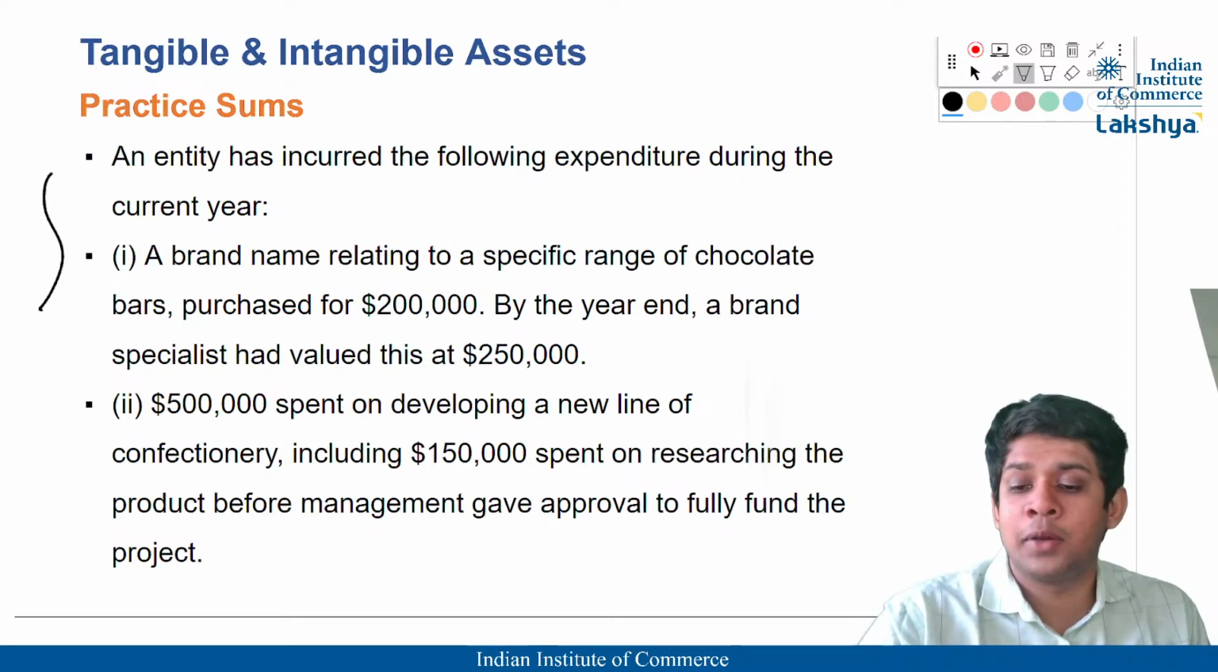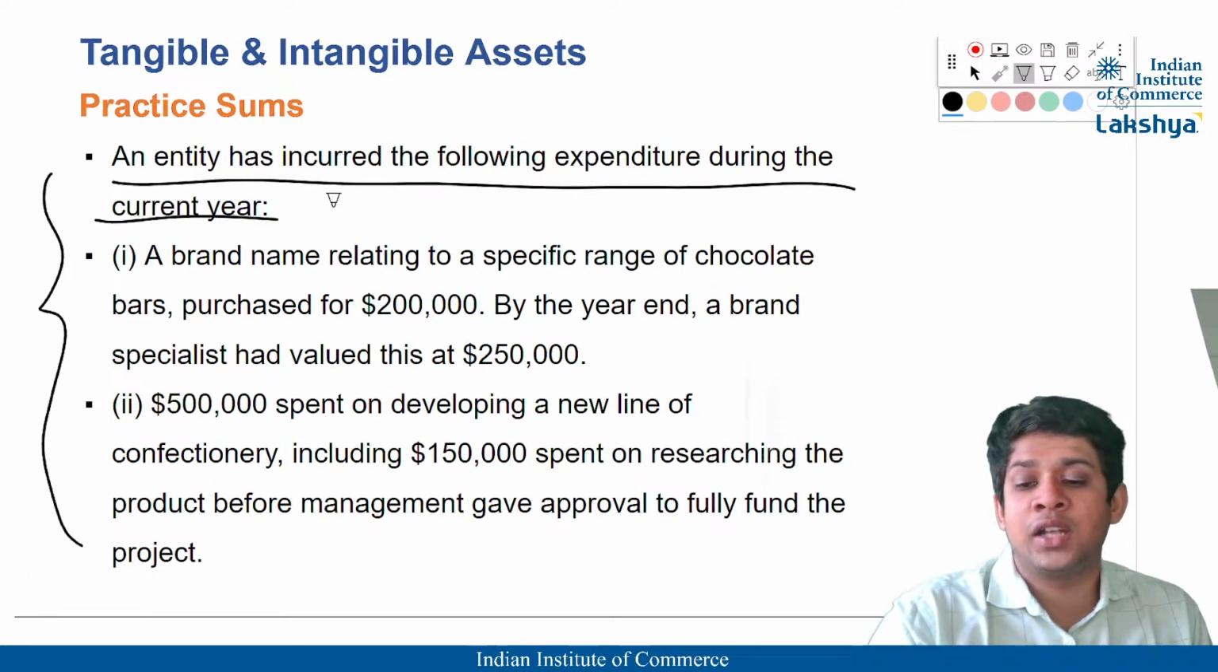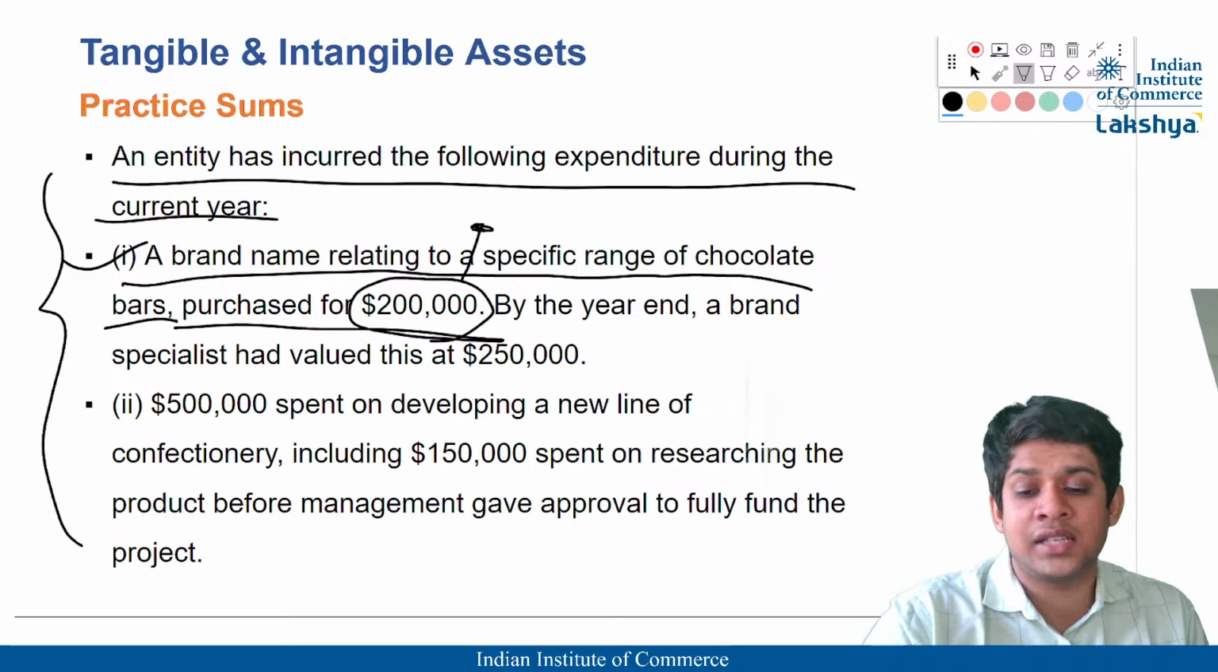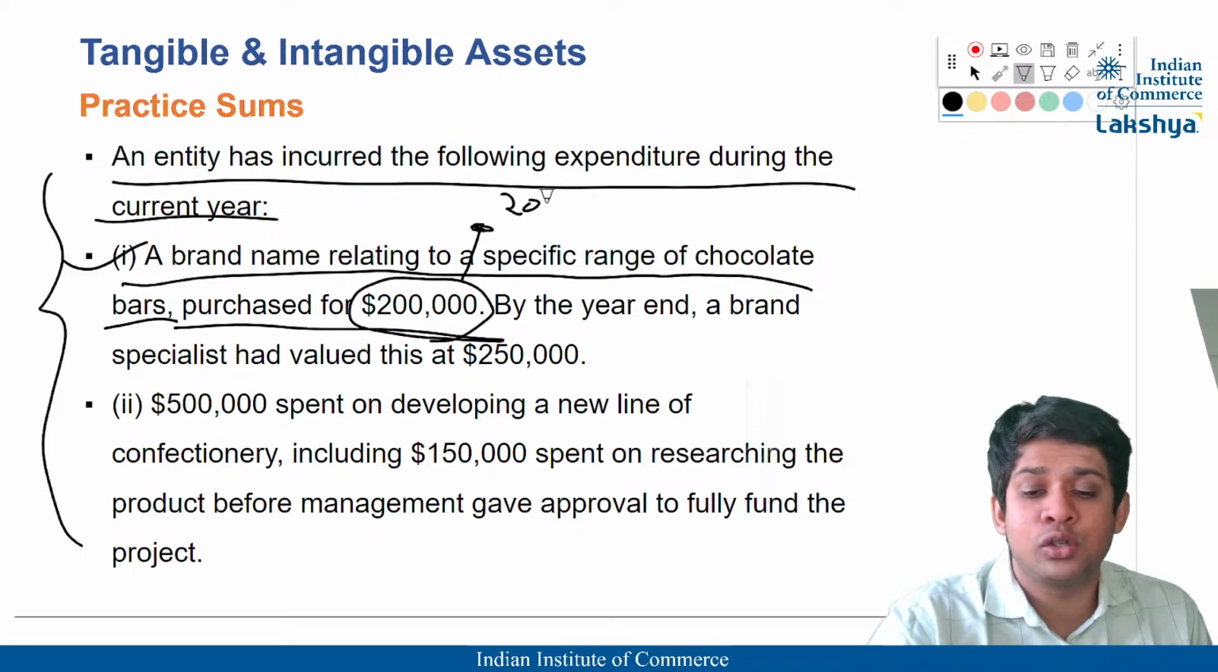Okay, let us solve a couple more sums to understand. An entity has incurred the following expenditure during the current year. A brand name relating to a specific range of chocolate bars purchased for $2 lakh. This is a purchased brand name, not internally generated. So a purchased brand name is recognized as an intangible asset, right? So $2 lakh will be the value of the brand name recognized as an intangible asset.